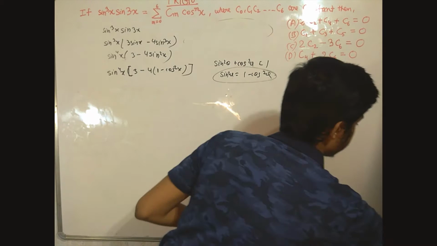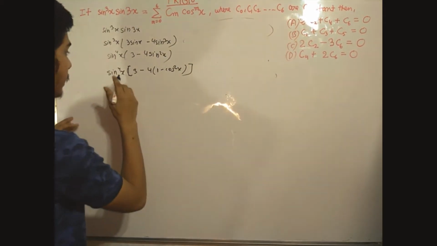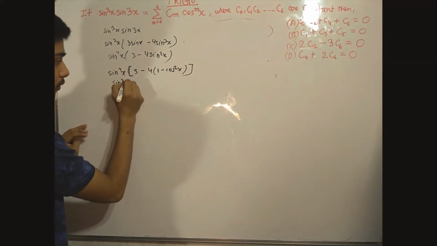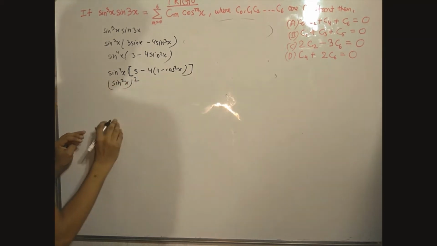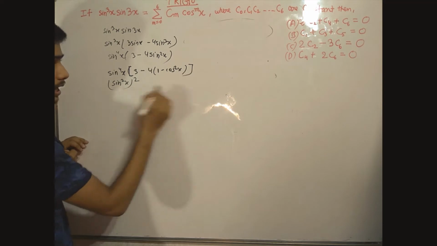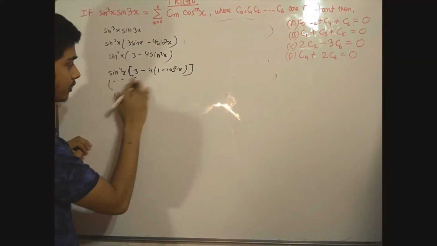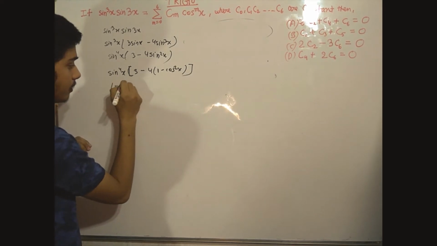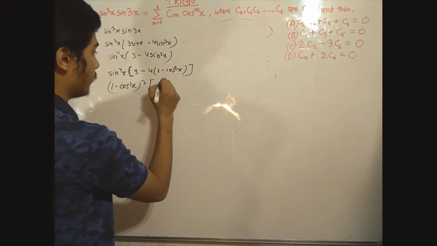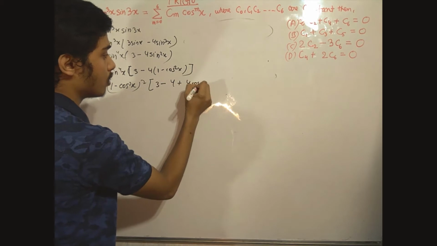Now again let me erase this for the space. If you notice, you'll see that it is the square of sin square x. So we again apply this formula here. After applying the formula, we'll write it as 1 minus cos square x whole square, multiplied by 3 minus 4 plus 4 cos square x.